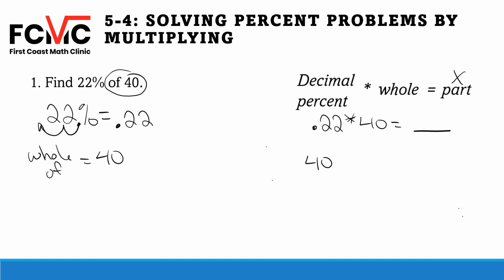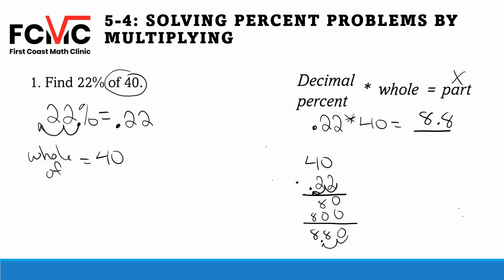So we can do 40 times 22 hundredths. Again, I'll multiply this one out because it's pretty easy. 2 times 0 is 0, 2 times 4 is 8. Put down 0 as a placeholder. 2 times 0 is 0, 2 times 4 is 8. Add these values up, 8, 8, 0, and then move our decimal 2 places over, so 1, 2, and we get 8.8. So 22% of 40 is 8.8.